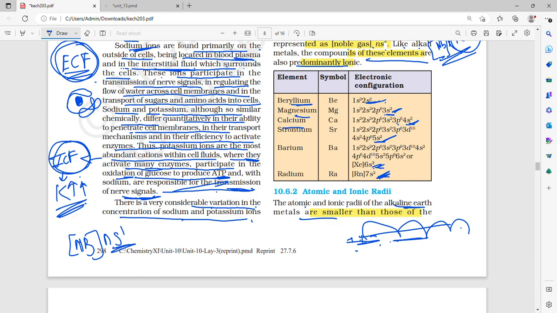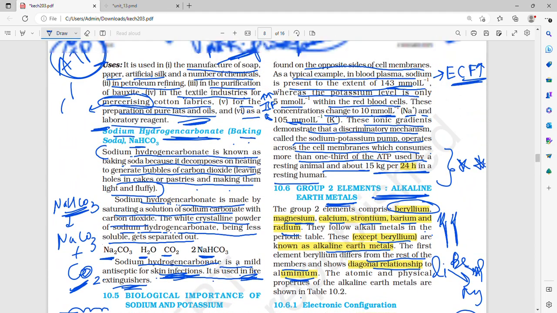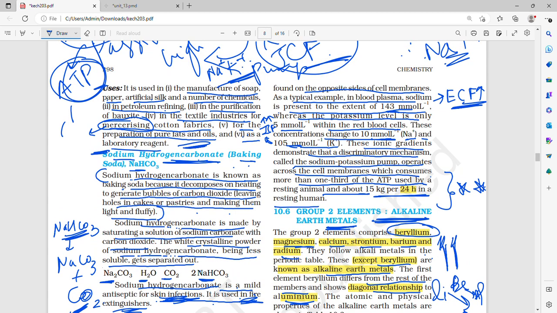There is a very considerable variation in the concentration of sodium and potassium ions found on opposite sides of the cell membrane. As a typical example, in blood plasma, outside the cell in the extracellular fluid, 143 millimoles per liter of sodium ions are present, whereas the potassium level is only 5 millimoles per liter. Within the red blood cell, it changes to 10 millimoles of sodium ion, whereas 105 millimoles of potassium ion.